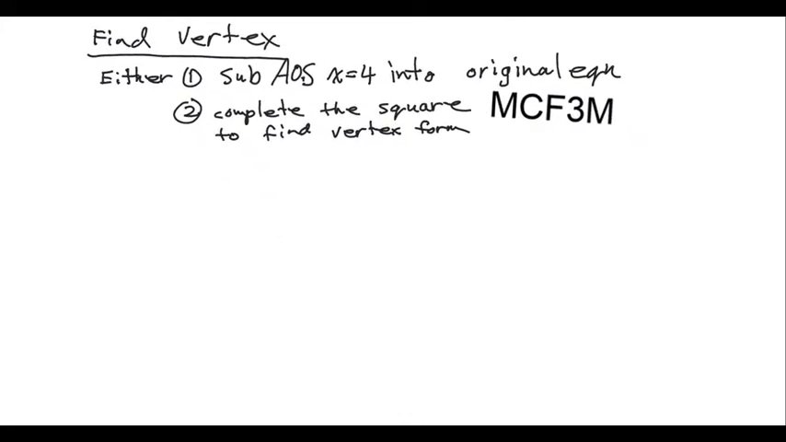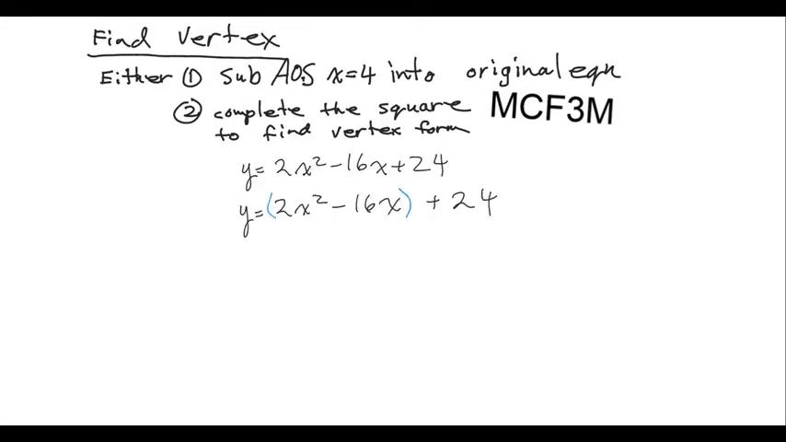Start with your original equation. Then what you're going to do is group everything that has our x's in it. Then common factor the number that is sitting in front of the x squared term out of this bracket. And we get the following. Make sure you leave an extra space in the bracket. In this case, once you've factored out, you're going to get x squared minus 8x. And now you'll notice that I put an extra space here.